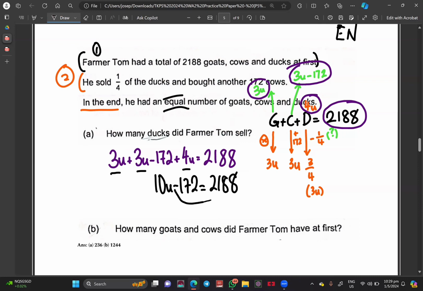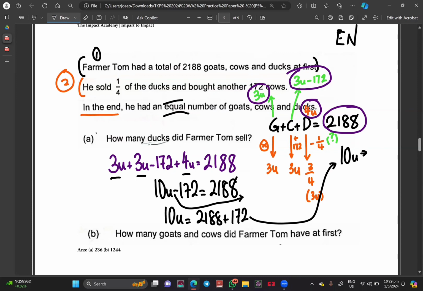So same thing, you're going to bring the 172 over, right? So you're going to say 10 units is equal to 2188 plus 172. When I do 2188 plus 172, we will say that 10 units is basically equal to how much? 2360. And we will find Mr. Greenman. 2360 divided by 10, we know that it has to be 236. The question says, how many ducks did Farmer Tom sell? So isn't that equal to 236? Because Farmer Tom sold 1/4 of the ducks, and 1/4 of the ducks basically means 1 unit of the ducks, which is this question mark over here.